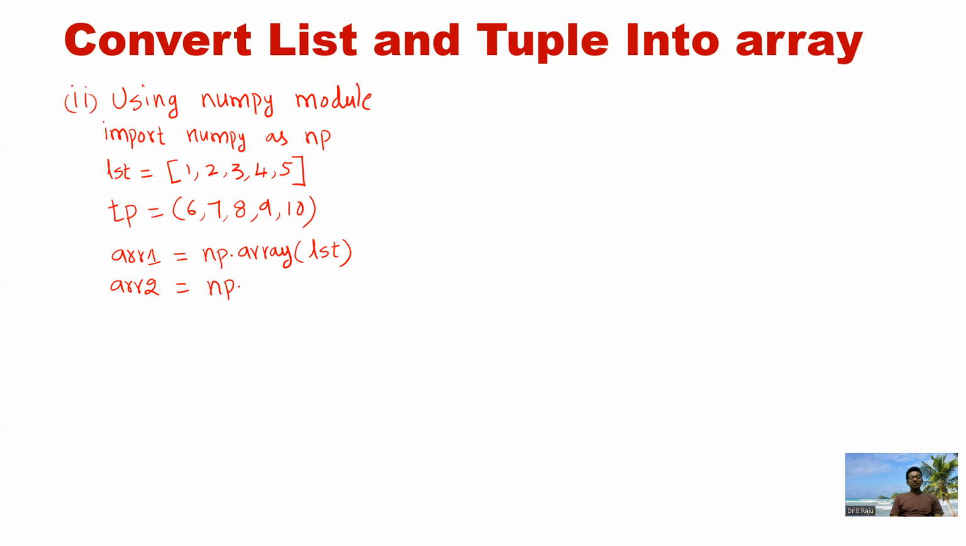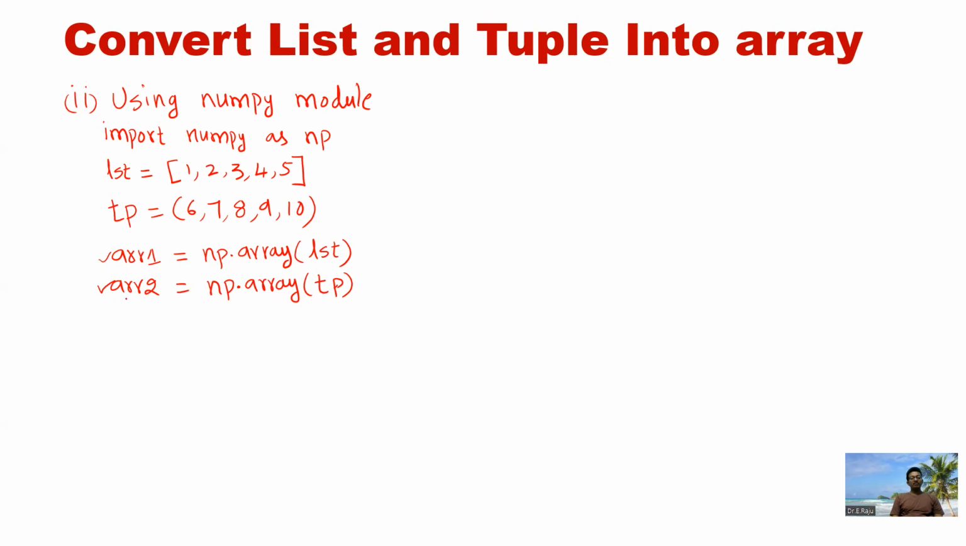Now I say np.array, and here I pass the tuple variable as an argument. So this array method converts the list into an array and stores it in a variable called arr1 here. And this array method takes the tuple as an argument, converts it into an array, and stores it in a variable called arr2.